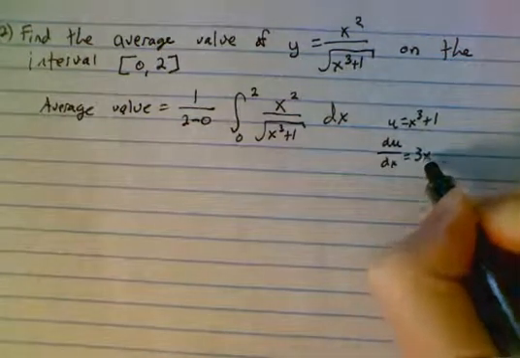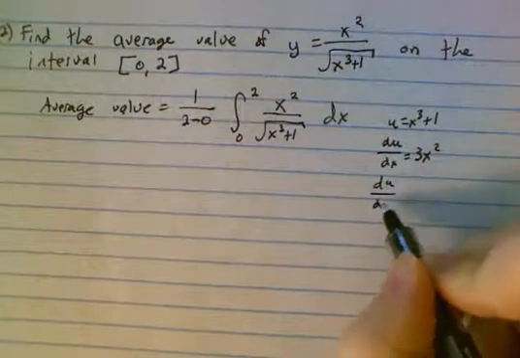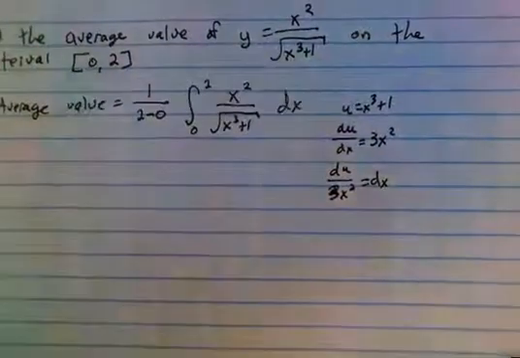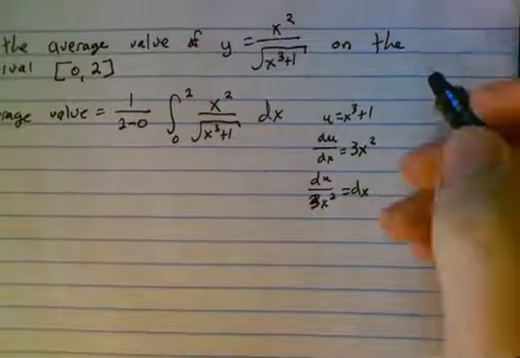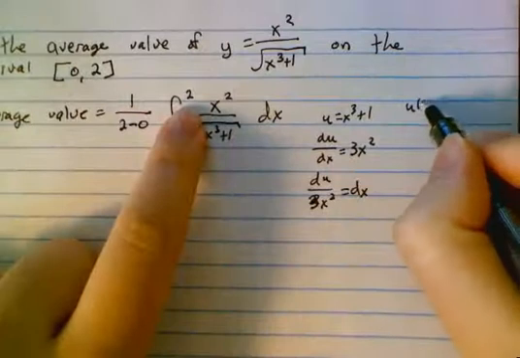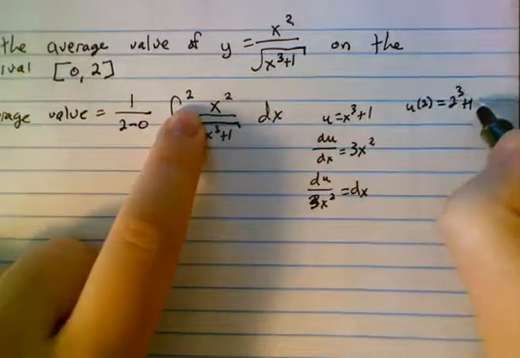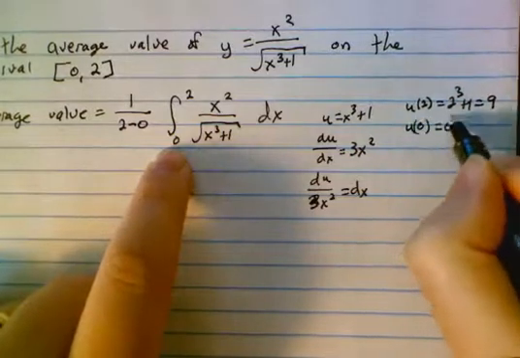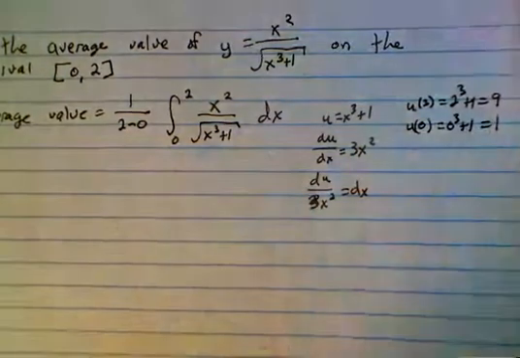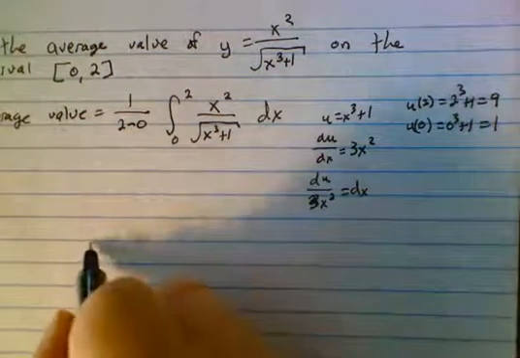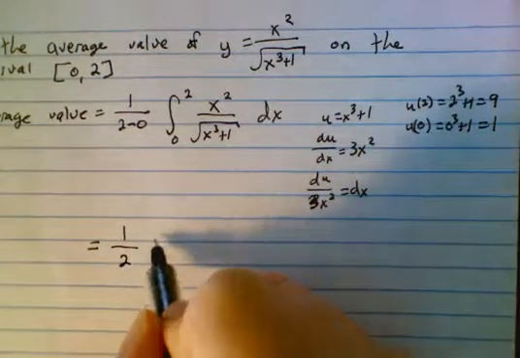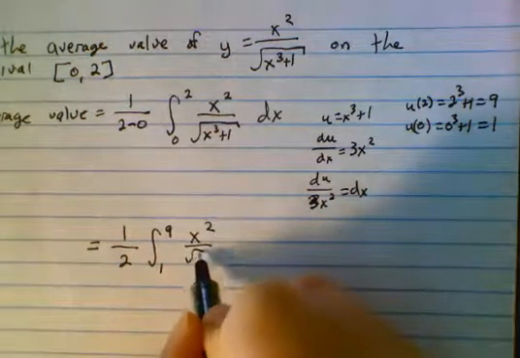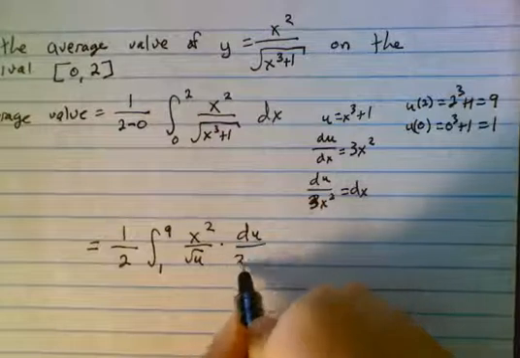du dx equals 3x squared, du over 3x squared equals dx. We're also going to need to convert our bounds. Here, when x is 2, u of 2 is 2 cubed plus 1, or 9. U of 0 is 0 cubed plus 1, or 1. So our average value over here is going to equal 1 over 2, the integral from 1 to 9 of x squared over the square root of u, du over 3x squared.